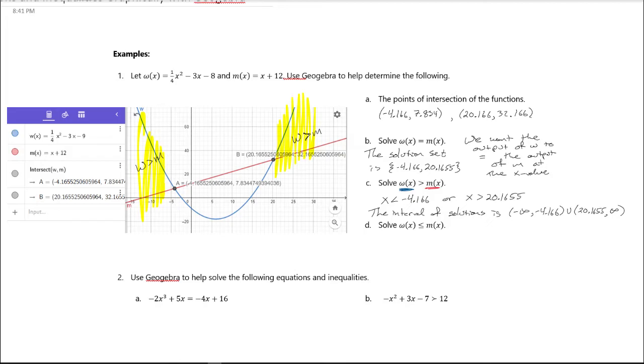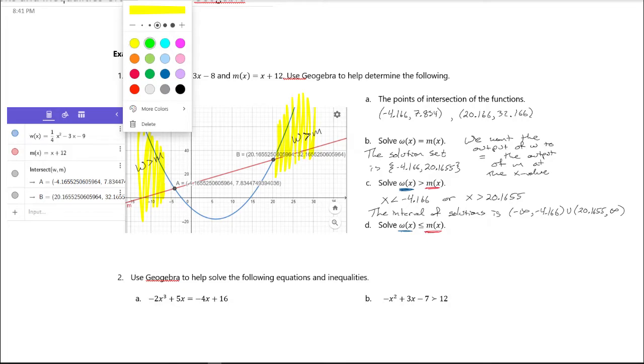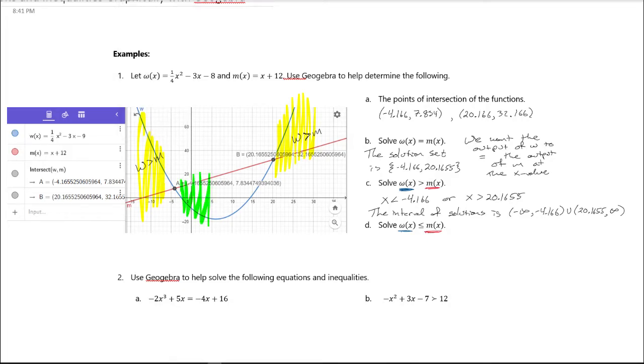Next, we want to solve when w of x is less than or equal to m of x. So we want the blue line to be underneath the red line. And we can see that that happens. Let's change our highlighter color to green. You can see that that happens in here. This is where, and we can actually include the endpoints because we can allow them to be equal. So in this green area, we have w is greater than or equal to m. Right? The outputs of w are bigger than or equal to the outputs of m.